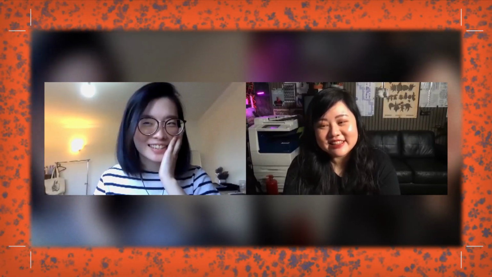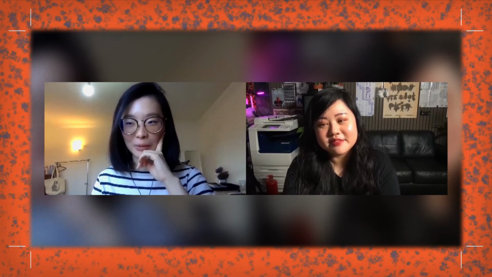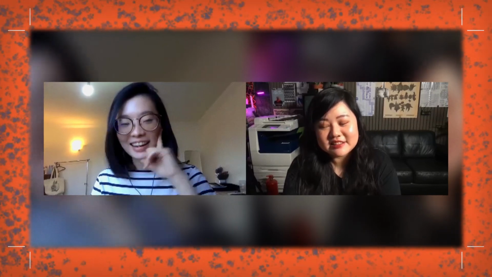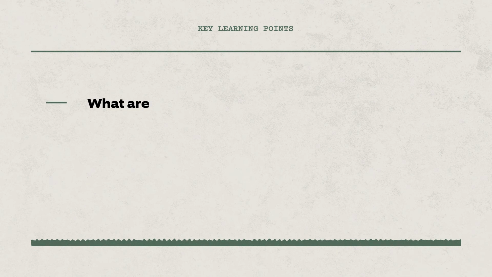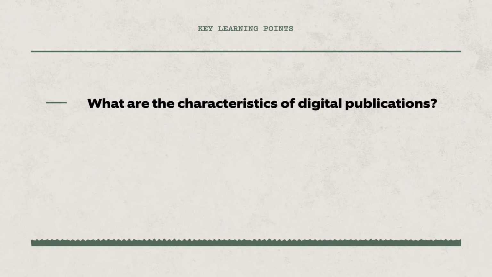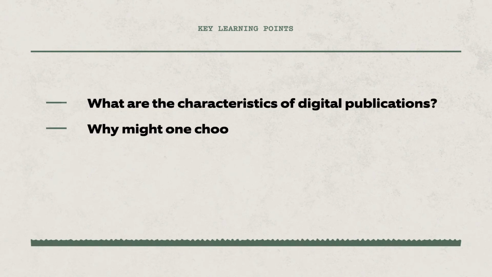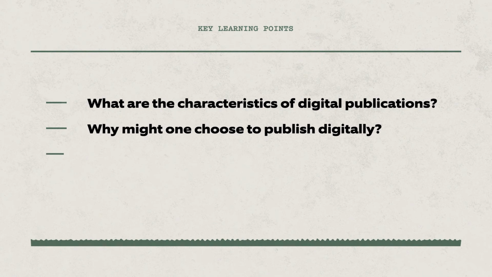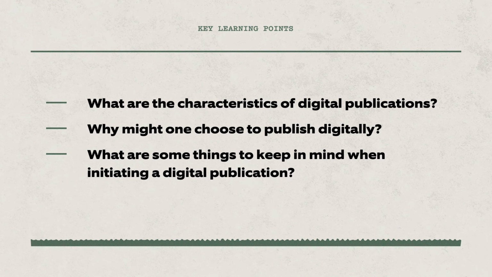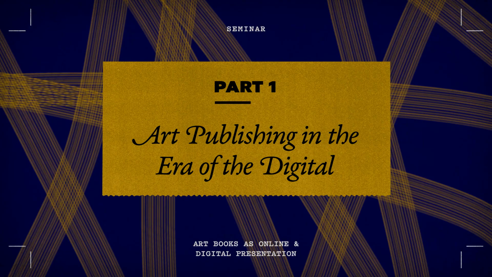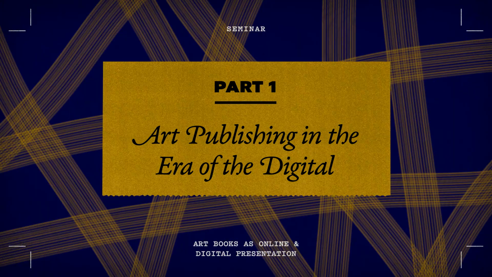The episode features a conversation with Joella Kiu from Object Lessons Space and how it runs and exists as an online publication. The key learning points for this episode are: what are the characteristics of digital publications? Why might one choose to publish digitally? What are some things to keep in mind when initiating a digital publication? Art publishing in the era of the digital.